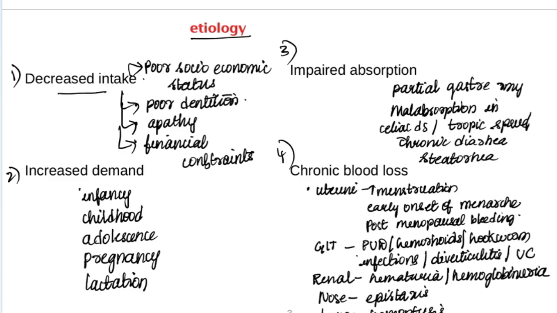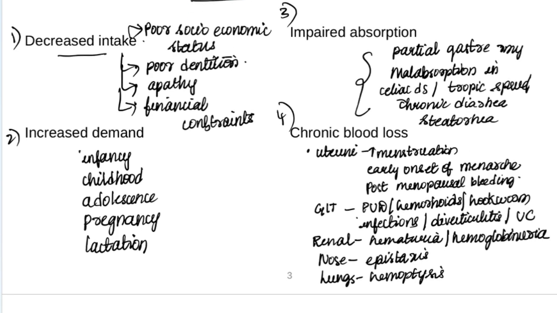Impaired absorption is seen in the cases of partial gastrectomy and malabsorption in the case of celiac disease, tropical sprue, chronic diarrhea and steatorrhea. And chronic blood loss. In the case of increased menstruation, early onset of menarche and postmenopausal bleeding, there is chronic blood loss.